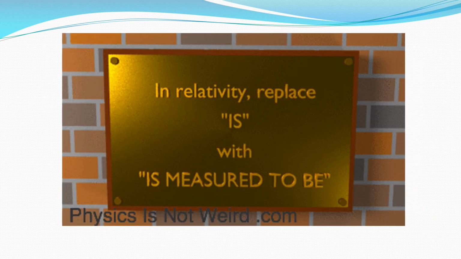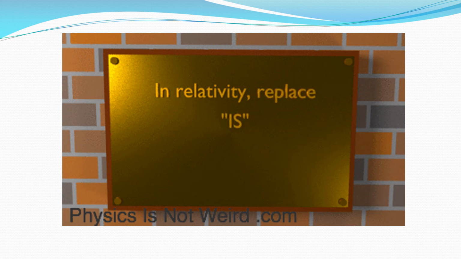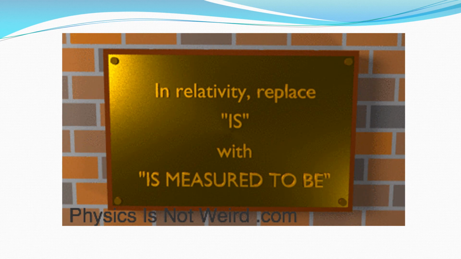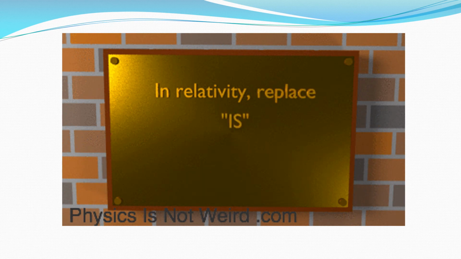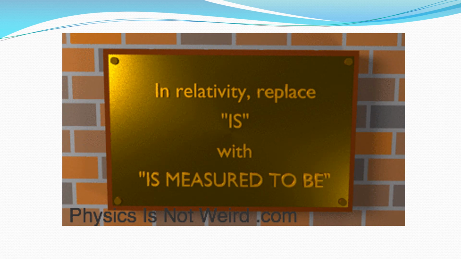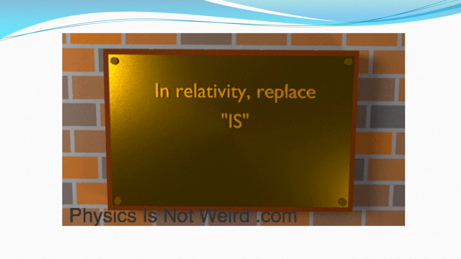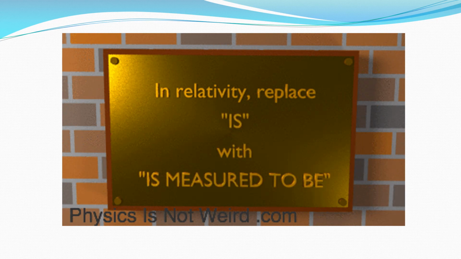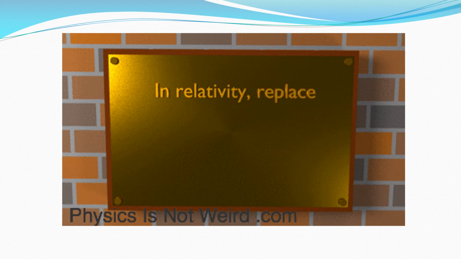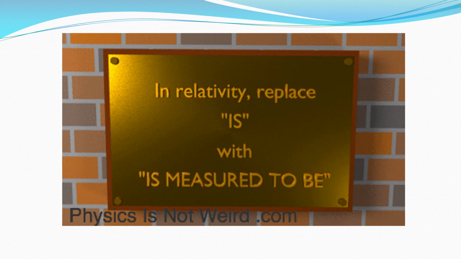Here's a little thing to think about. In relativity, we replace "something is" with "is measured to be." As we spoke about in the last chapter, time dilation is a real thing. The time that you experience if you're in motion or stationary is different. So it's not that we measure the time is this. The time is measured to be something depending on what your frame of reference is.